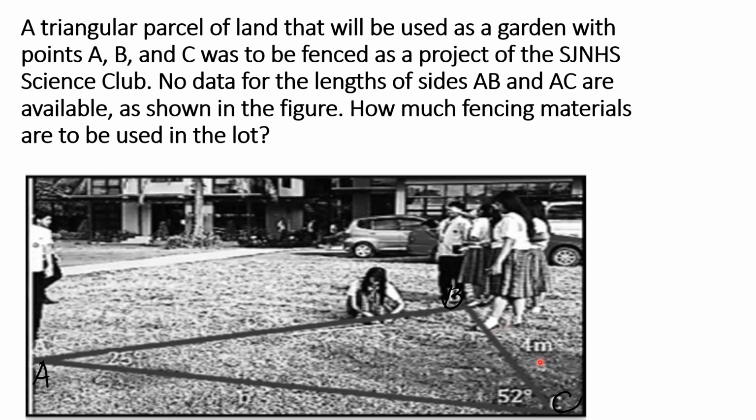Then this is 4 meters. This is 52 degrees, and this is 25 degrees. What we need here is to find the amount of fencing materials to be used. So we only have the 4 meters, so we need to find the measurement of each side. Okay, let me erase first this one so that we can have space later on.